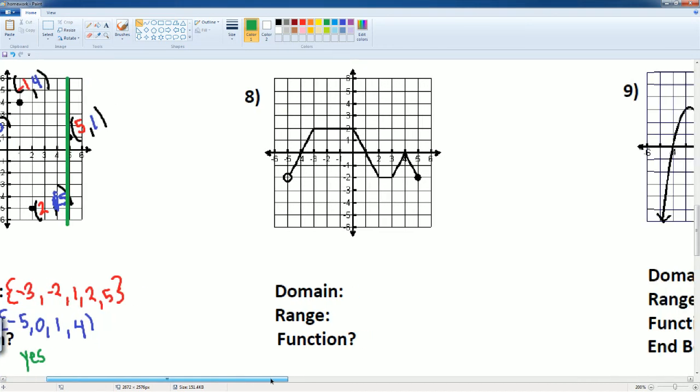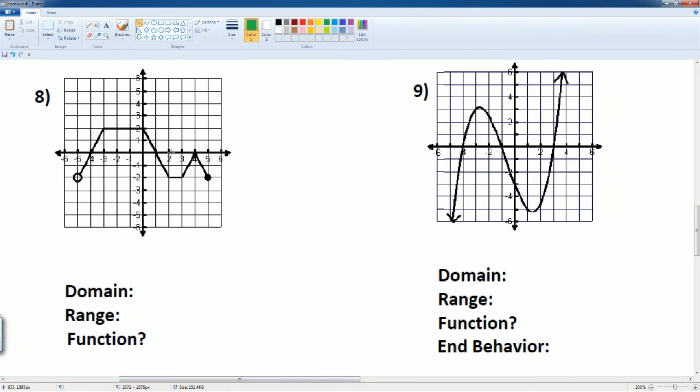Let's look at 8. Let's look at your points here first. Let's just label the points to make our lives a little bit easier. Here you go. Then I'm also going to label one more point, and you're going to see why afterwards. Let's look at the domain. The domain is referred to as your x values. So all the x values here, we can start from -5, and we go all the way here, and it stops at +5.